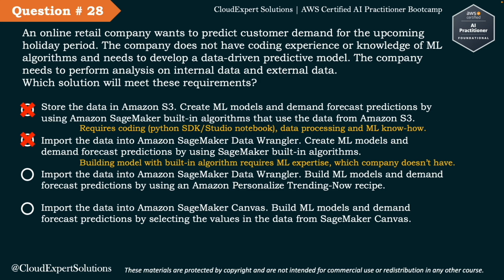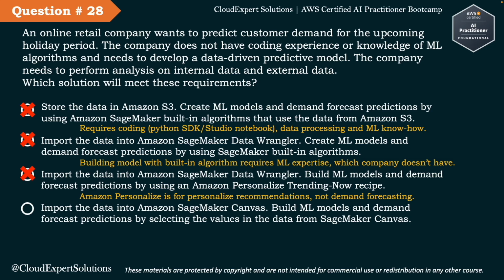Moving to option number 3, import the data into Amazon SageMaker Data Wrangler, build an ML model and demand forecast prediction by using the Amazon Personalize Trending Now recipe. Amazon Personalize is a personalized recommendation tool, not for demand forecasting. That is why this is also not the correct option.